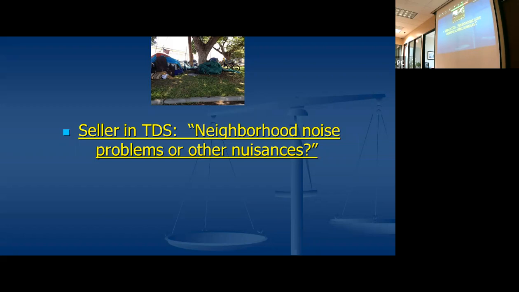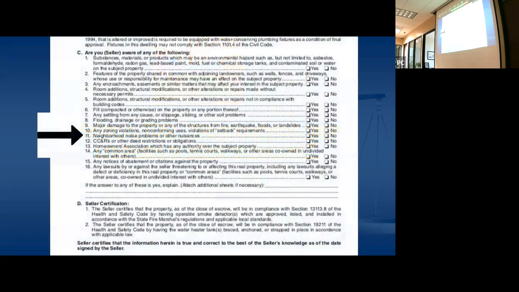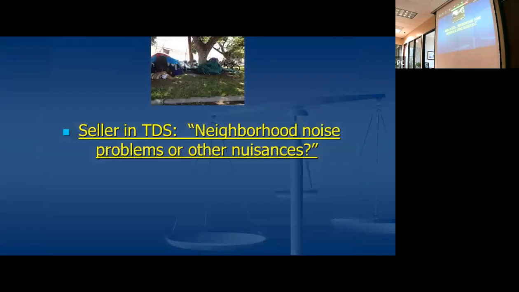So, trying to make it simple: if the sellers, and you're representing them, consider it a nuisance, it's good to point it out. They're still going to make the disclosure, not you, but they may not even see this. It's kind of hard to see right there: neighborhood, noise problems or other nuisances. Just point it out to them. You don't have to lead them along. Just say, we talked about the homeless issue, do you consider this a nuisance? And they can answer any way they want to. If they think it is, then they answer yes. If there may be an issue later, that would probably be a good thing.